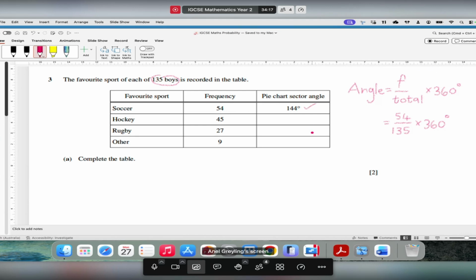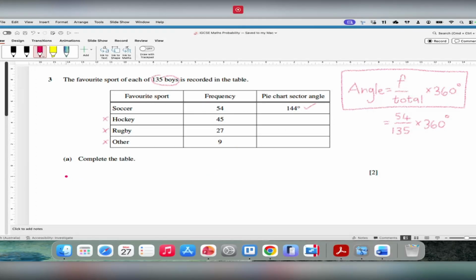Okay, so what we are going to do is the same for hockey, rugby, and the other sports. We are going to use the same formula. So it's going to be the frequency, which for hockey is 45. And then we divide it by the total, which is 135. Okay, and then we multiply that by 360 degrees. If you punch this into your calculator, you will get an answer of 120 degrees.